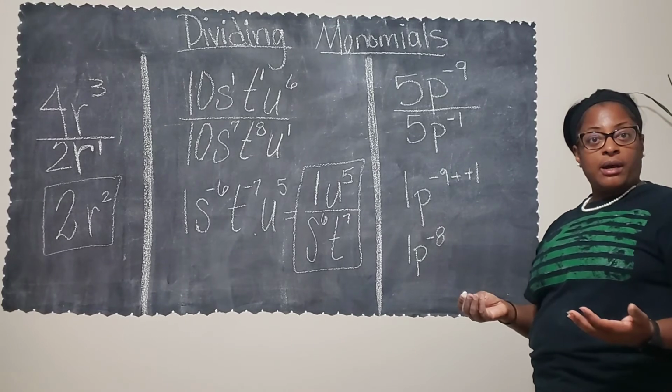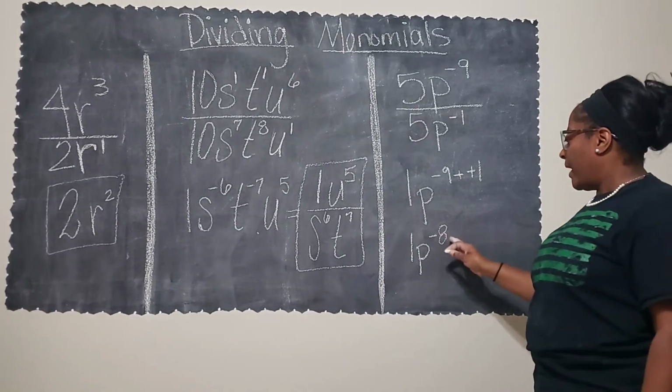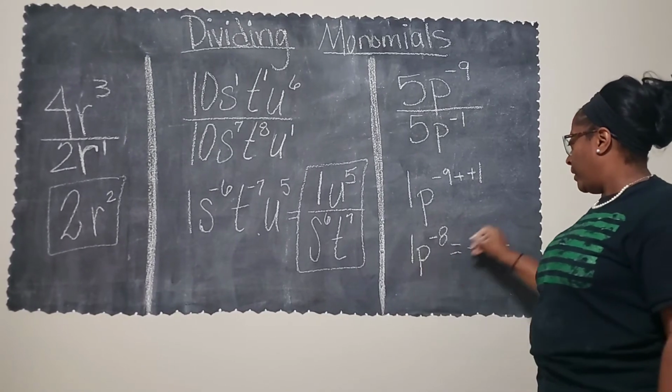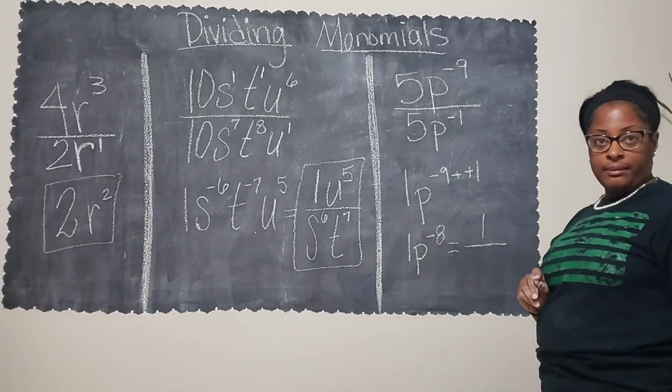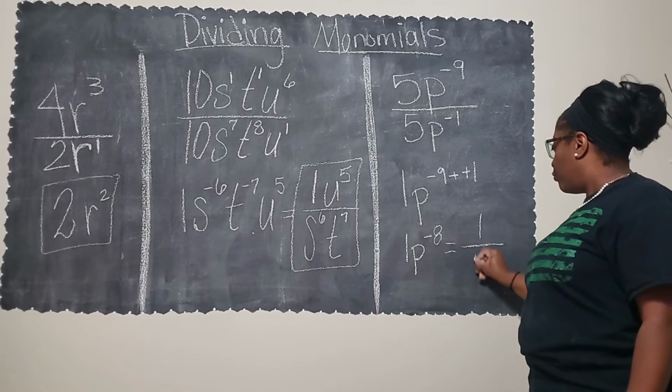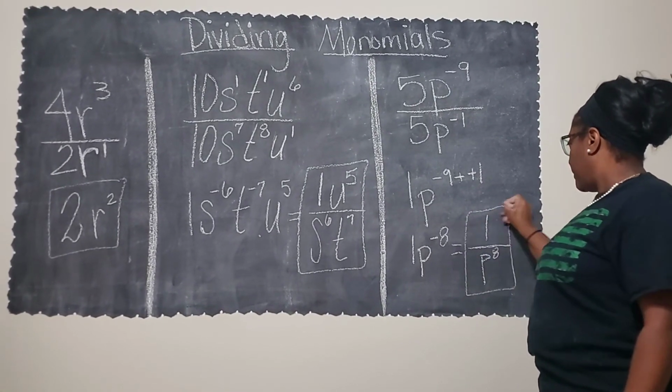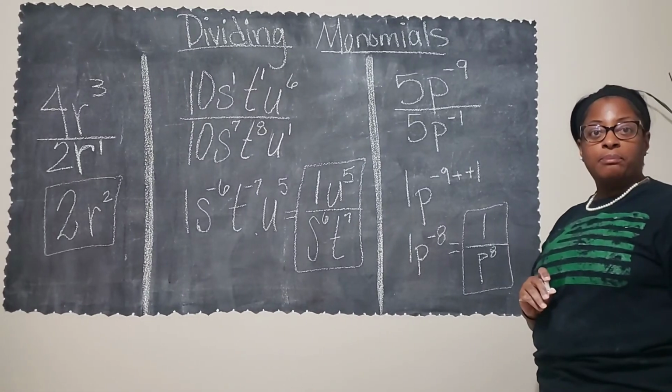We just talked about in math, we do not want to have a negative exponent. So we keep the 1 in the numerator, and p to the 8th drops to the denominator and becomes positive. So our answer in this case is 1 over p to the 8th.